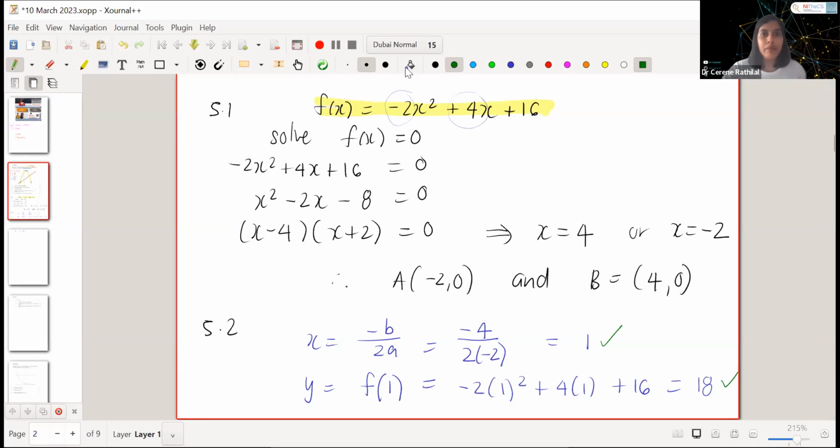Is that now a lot better? Is everybody now happy with the explanation for question 5.1 and 5.2? Okay, great. Carolyn, I'm glad that this is now better.